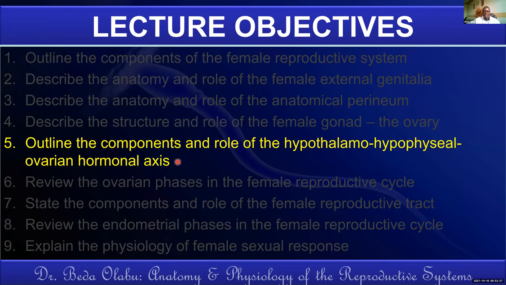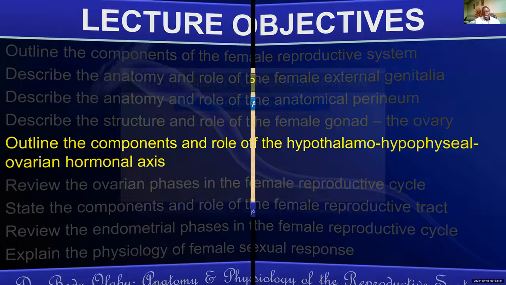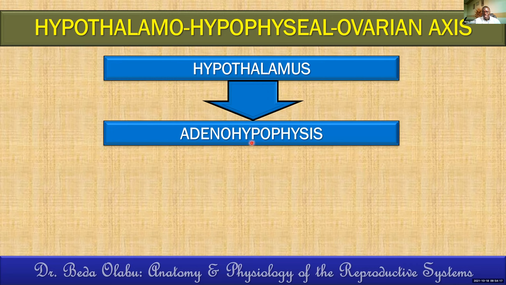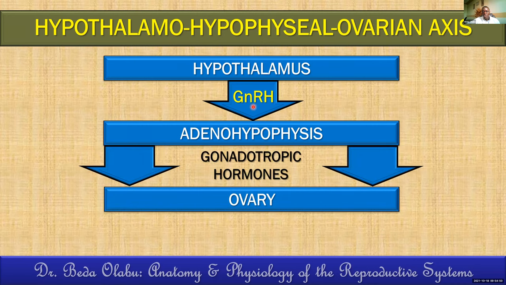While we are talking about the ovary, let's talk about the hormonal axis that controls the female reproductive cycle. We call this hormonal axis the hypothalamo-hypophyseal ovarian hormonal axis. So the story begins this way. We have the hypothalamus. The hypothalamus produces a hormone which goes to the anterior pituitary gland. The name given to the anterior pituitary gland is the adenohypophysis. The hormone that comes from the hypothalamus to the adenohypophysis in the context of this axis is GnRH, which stands for gonadotropin releasing hormone. Why do we call it so? We call it so because it promotes the release of gonadotropic hormones.